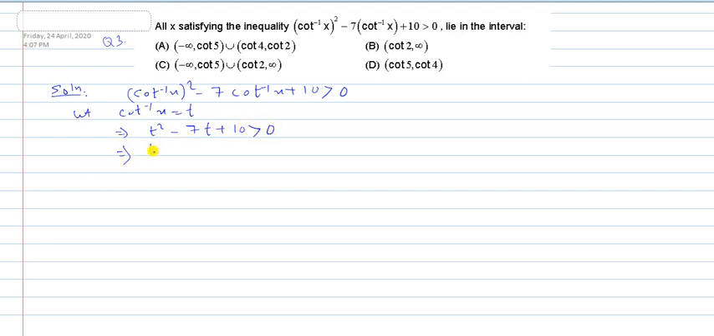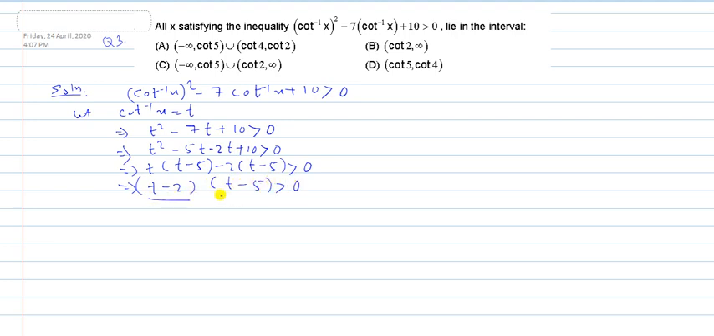So let us see this. t square minus 5t minus 2t plus 10 greater than 0. If I take t common, it will be t minus 5, and minus 2 common, t minus 5 is greater than 0. So at last I am getting t minus 2 whole into t minus 5 is greater than 0. Now you see you are getting two conditions and they are positive. So the condition is either both are positive or both are negative. So here two cases arise.